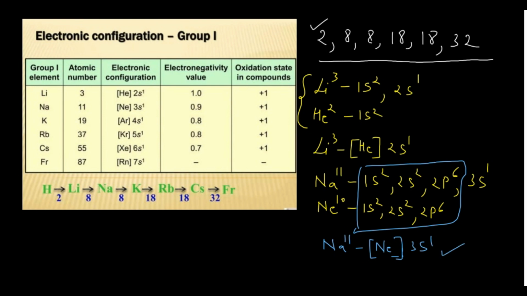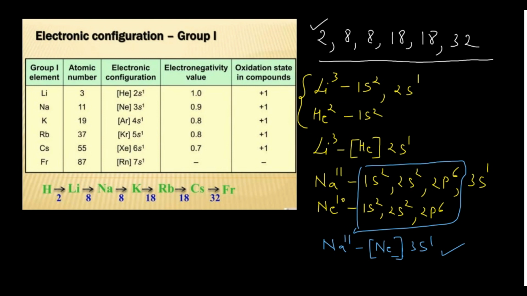On a similar note, you can write the electronic configuration of the remaining elements, right? For potassium 19, you can write argon and 4s1, and for rubidium 37, you can write krypton and 5s1, and for cesium 55, you can write xenon 6s1, and for francium 87, you can write radon 7s1.